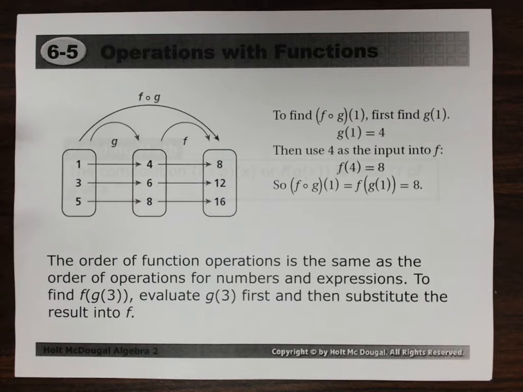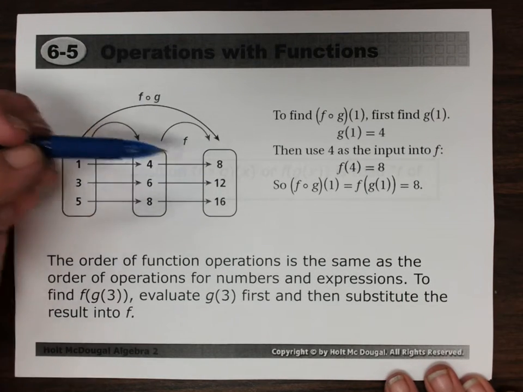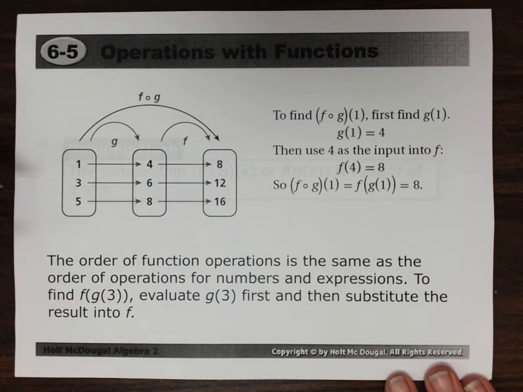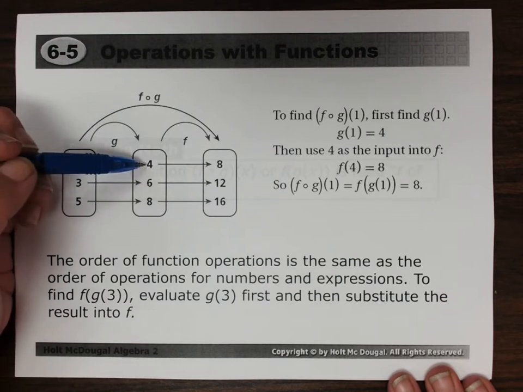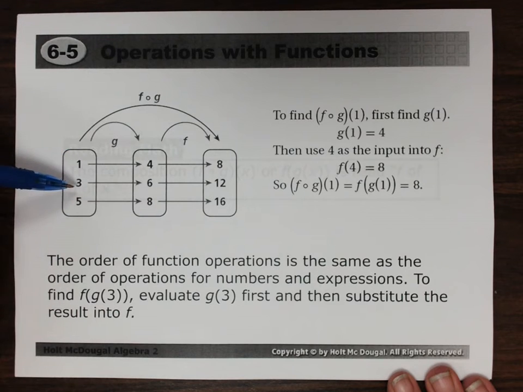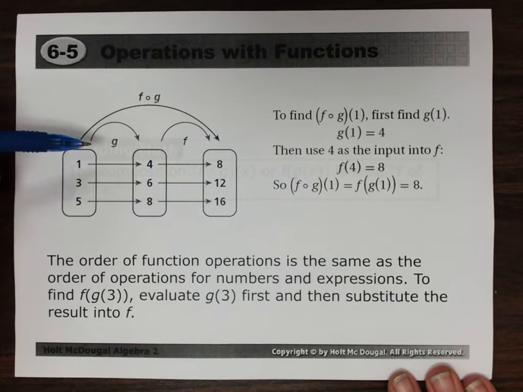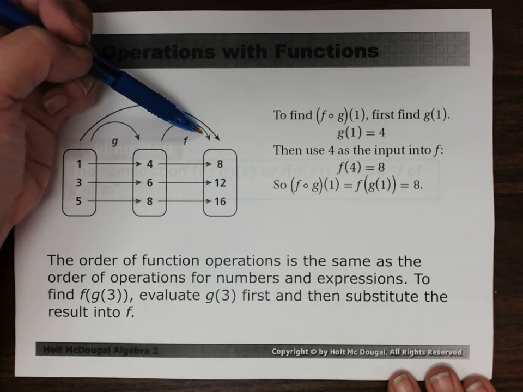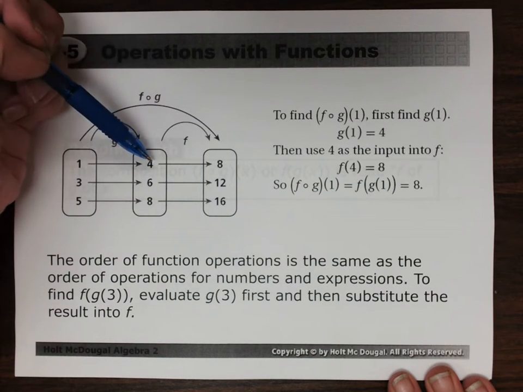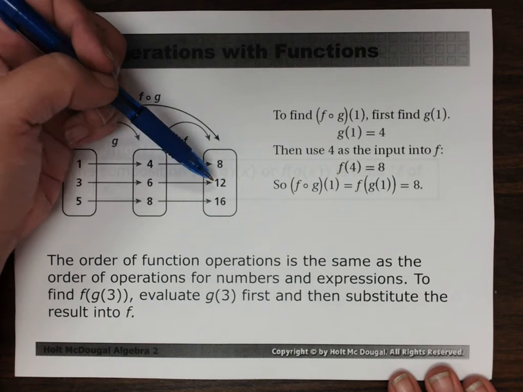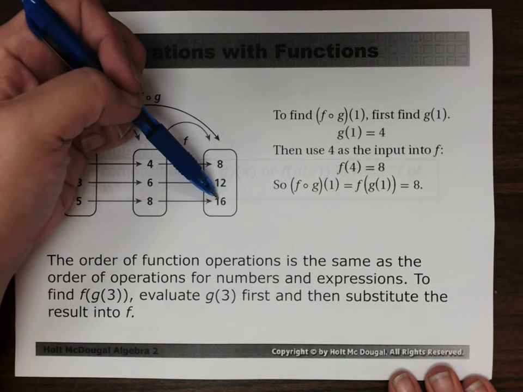So here we have three sets of values, right? This is a nice table that we've got here. It shows us that we start off with these values of 1, 3, and 5. Then this function g takes 1 and maps it to 4. When we plug in 3, it maps to 6. And when we plug in 5, it maps to 8. Now we have a second function f, where 4 maps to 8, 6 maps to 12, 8 maps to 16.